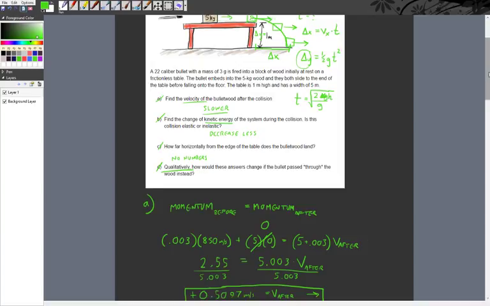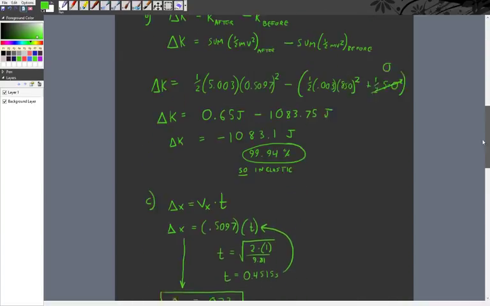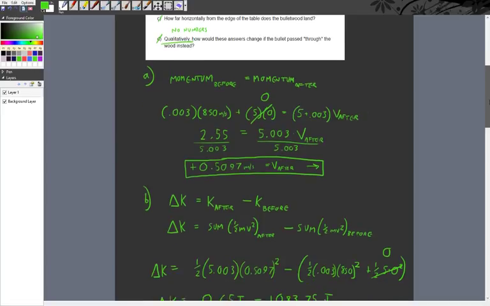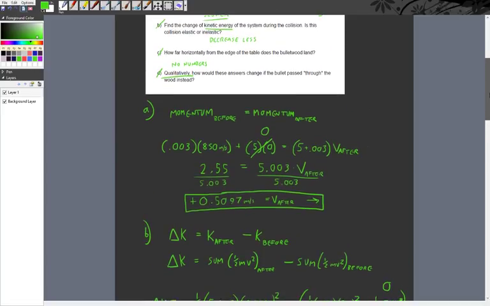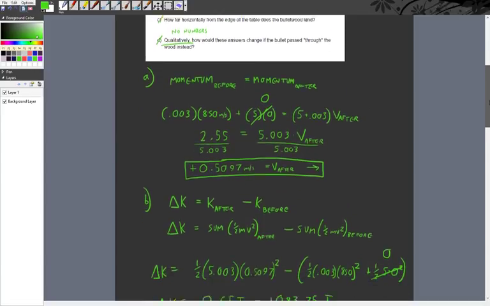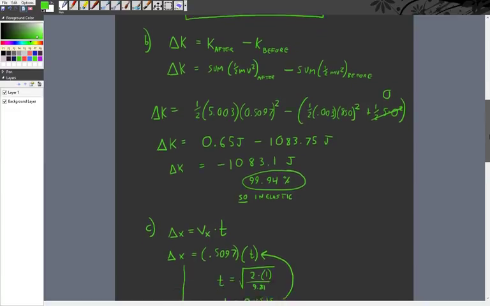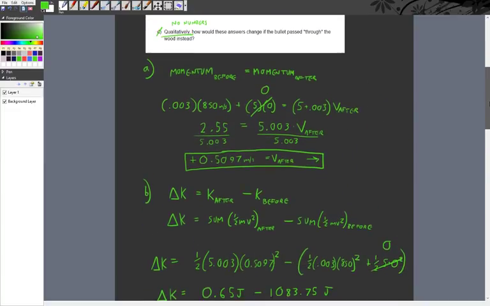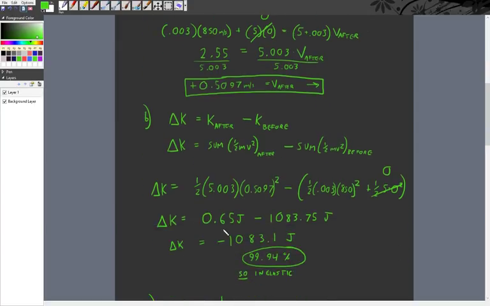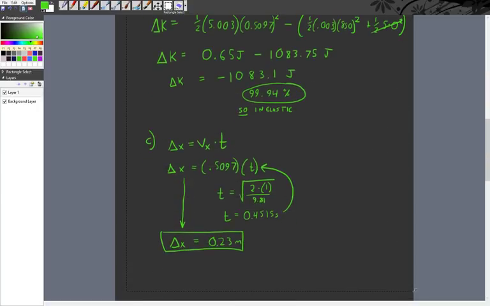Okay, so now what I'm going to do is go through this again, and we're going to answer all these questions algebraically. Let's see if I can make some more space here.